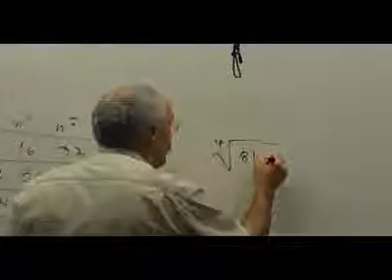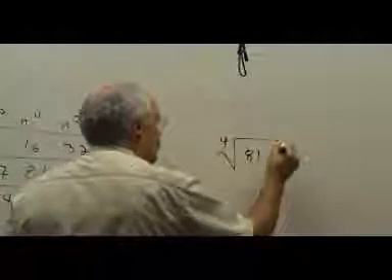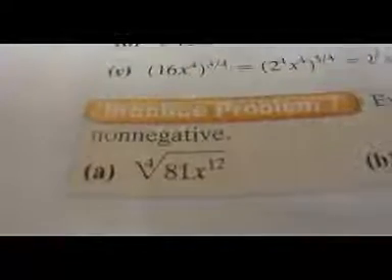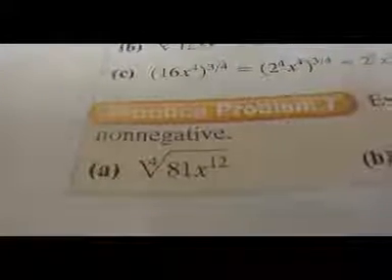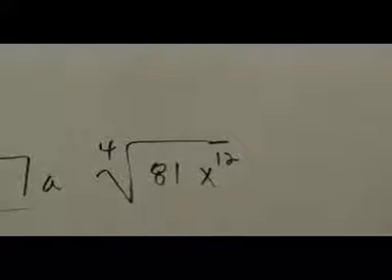So this is practice problem 7, and we're looking at the 4th root of 81x to the 12th. This is practice problem 7A. So would the answer be 81x cubed? I'm going to use my chart here.